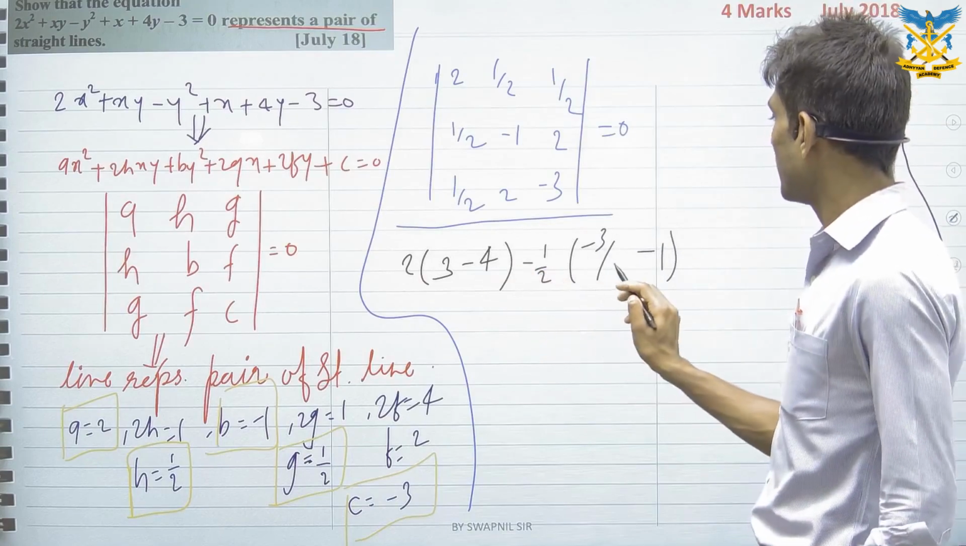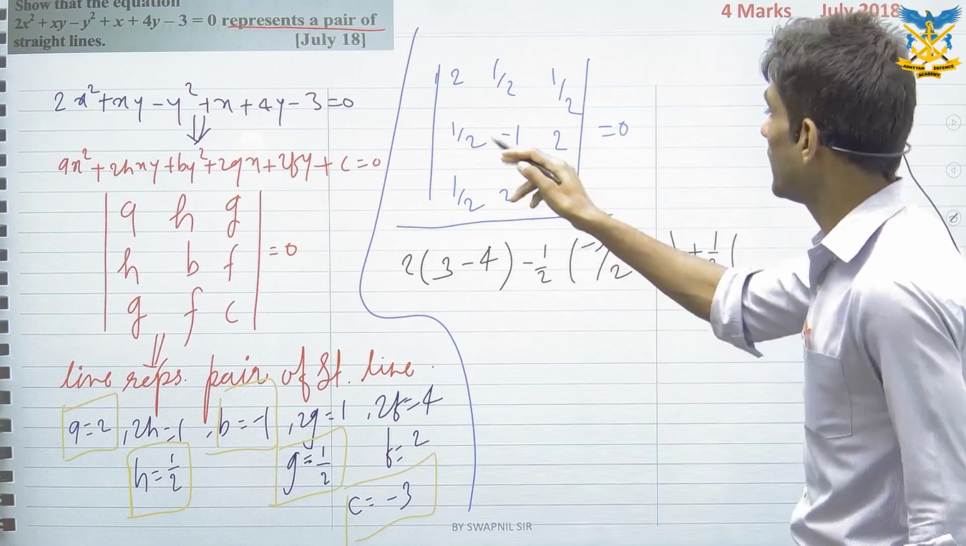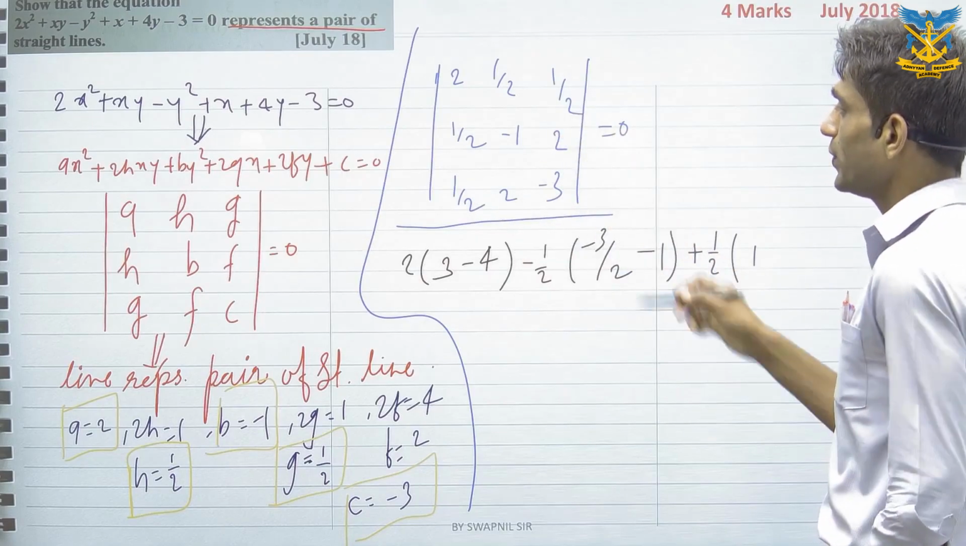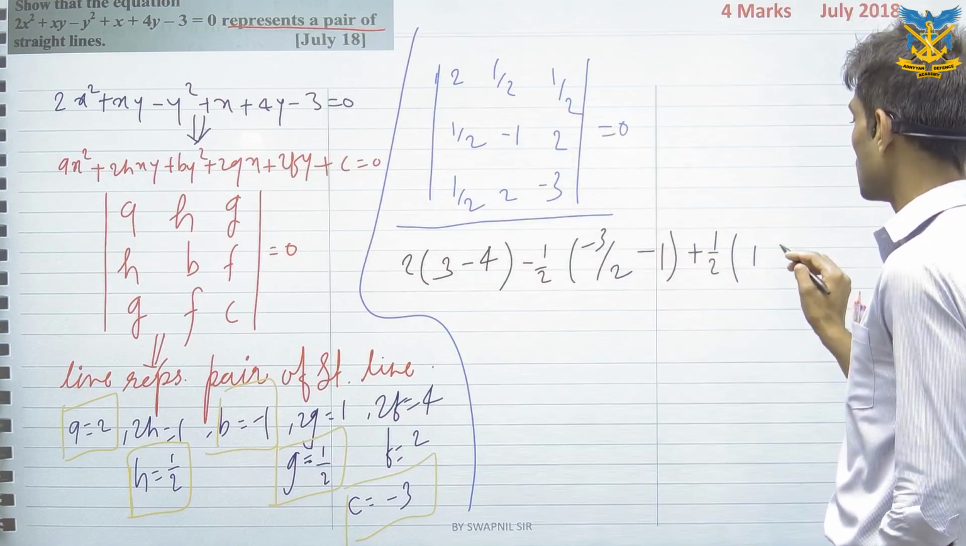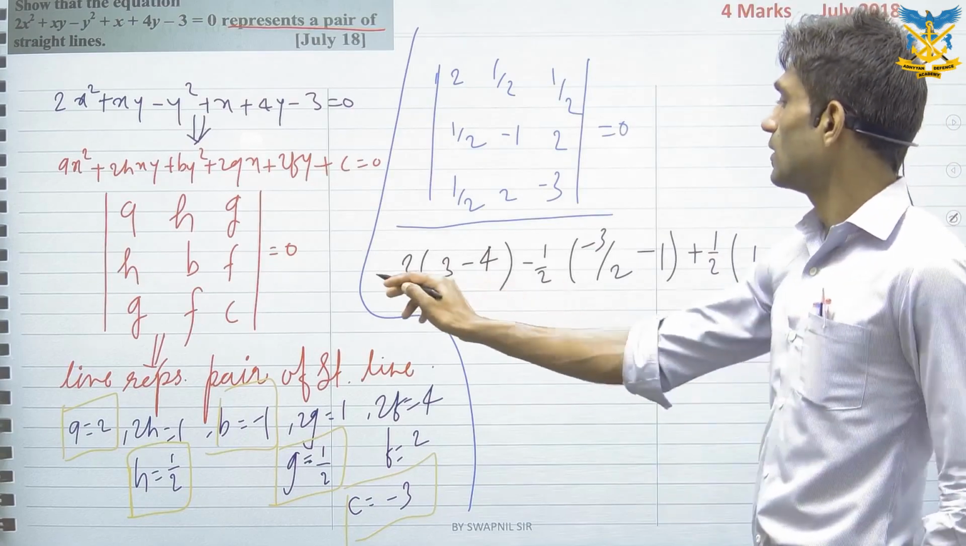Here 4 and here 2. After that, plus 1 by 2 under the bracket: 1 by 2 into 2, which is 1 only. So negative of negative 1 by 2 into 1 minus 1, which is positive. So plus 1 by 2. This one is our next step.